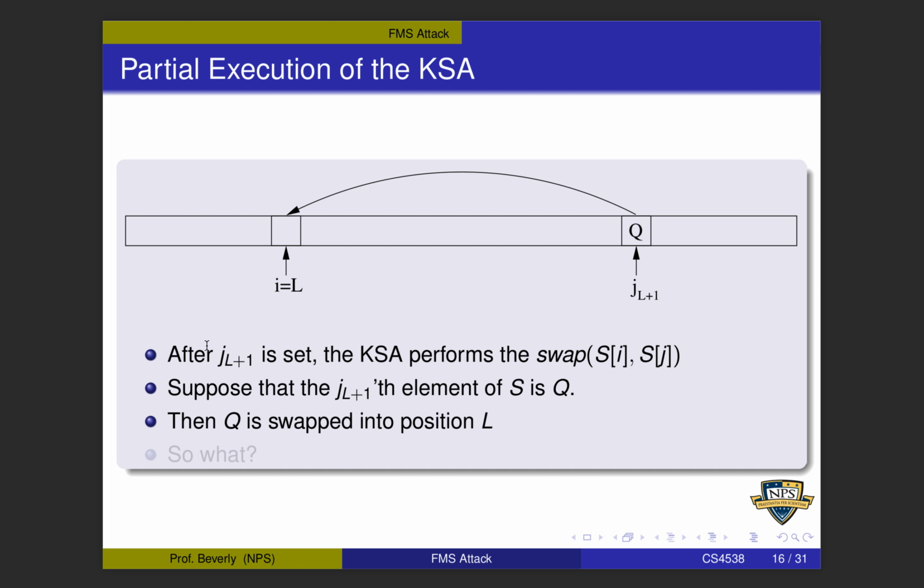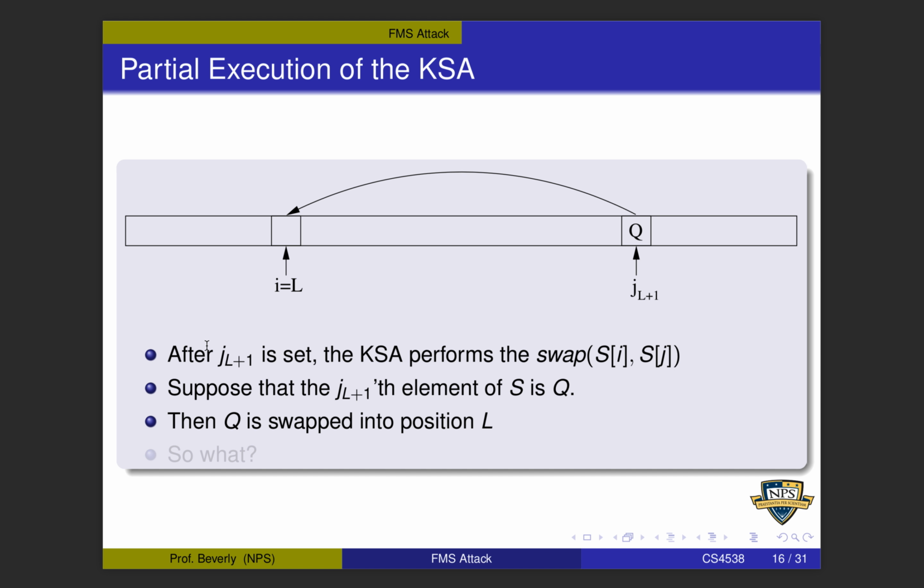Here's an illustration with the 2 pointers. During this partial execution of the KSA, recall that I is equal to the value of L. Remember, I is just moving along from 0 to 255. So this I pointer starts out at 0 and just moves 1 down the line as it goes through its 256 iterations. J, on the other hand, is a pointer that's moving all around.